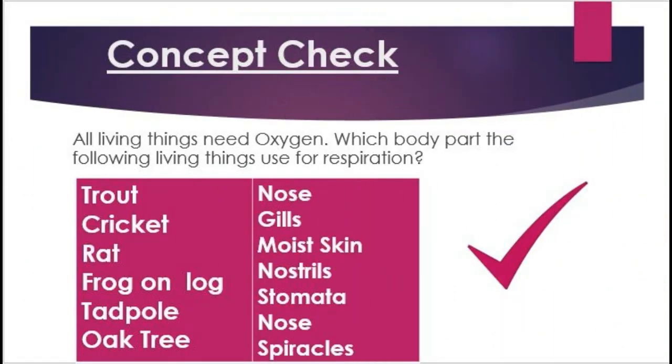Here is a concept map for my brilliant students. We know that all living things need oxygen. Tell me which body part the following living things use for respiration. The list of living things and body parts is given in this slide. I want you to think about it, take your time and send me answers later. I will add this question to your worksheet.